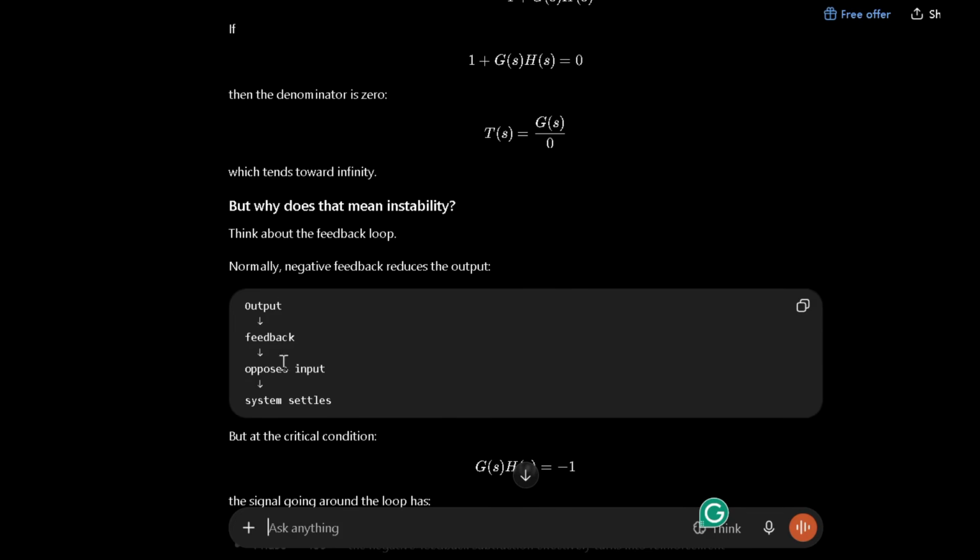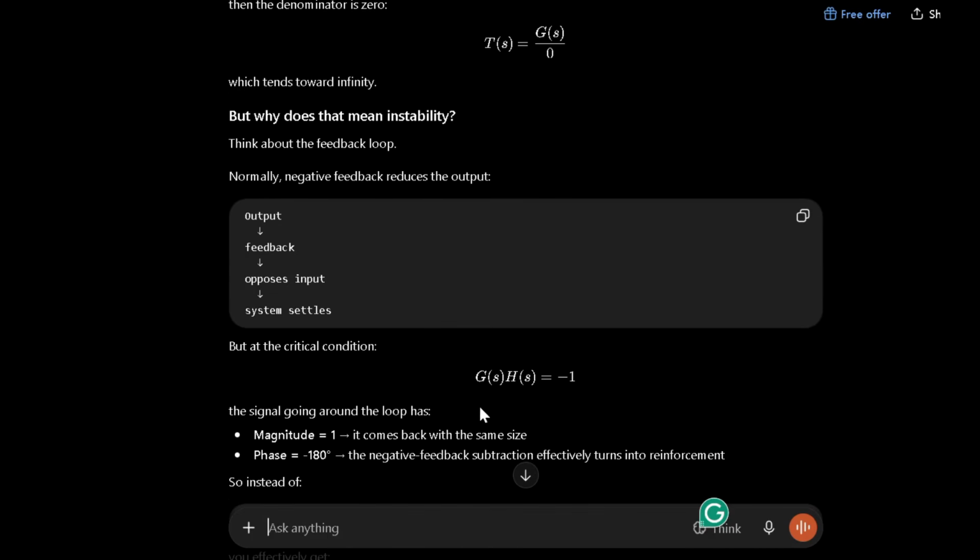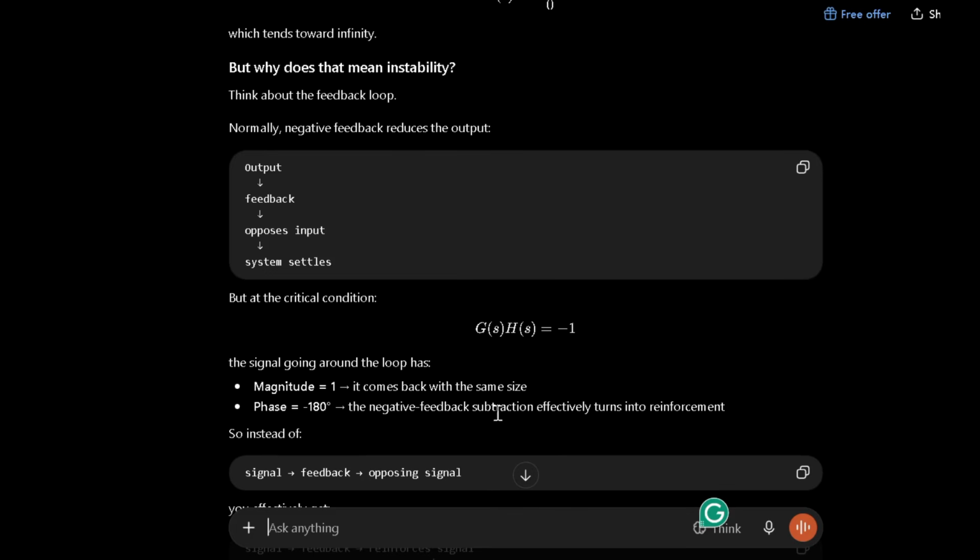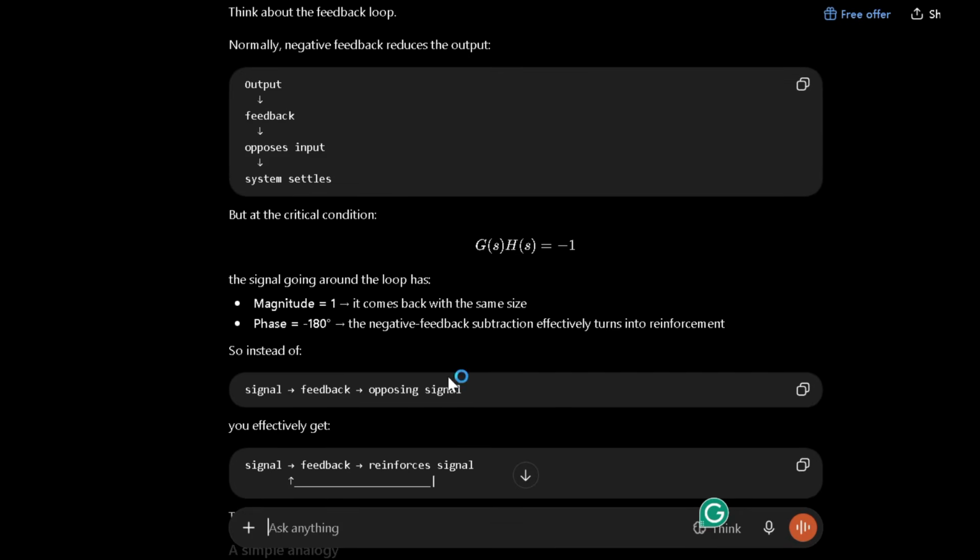But at the critical condition, G(s)H(s) equals minus 1, the signal going around the loop has magnitude 1. If we take the magnitude of minus 1, we get 1. It comes back with the same size, phase minus 1 again. The negative feedback subtraction effectively turns into reinforcement. Instead of the feedback opposing the signal, the feedback and the input signal add together. The signal can keep producing itself.